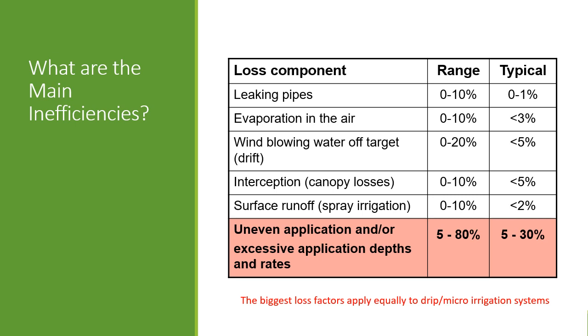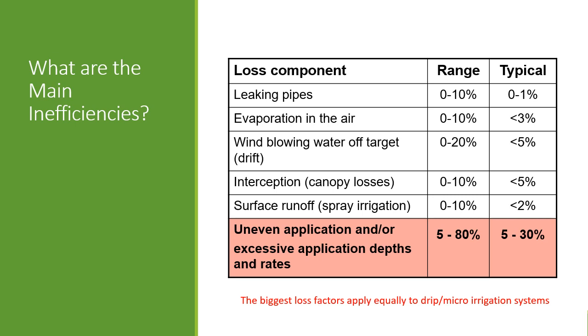Wind blowing water off target. We've all seen this. Someone set up the travelling gun or the boom and the water's just been blasted away. In those situations we do see a high amount of drift and loss, but typically it's about 5%. The canopy of course intercepts some water and will evaporate off the leaf. And of course surface water runoff is never something that we want to see because it tends to take away some of our topsoils as well and our nutrients.